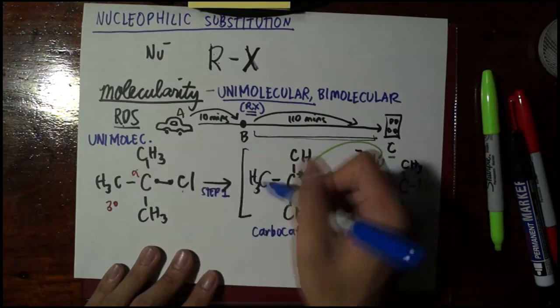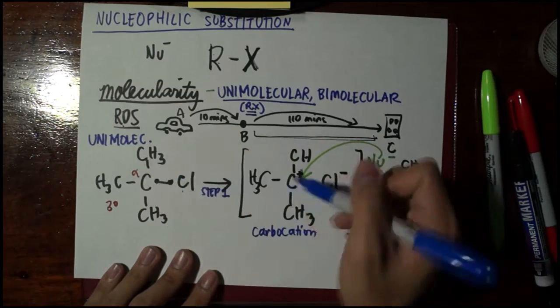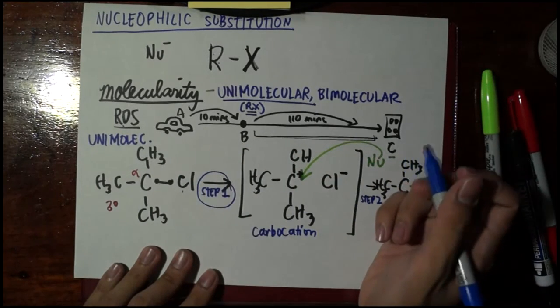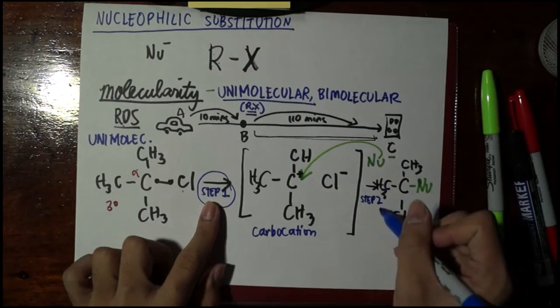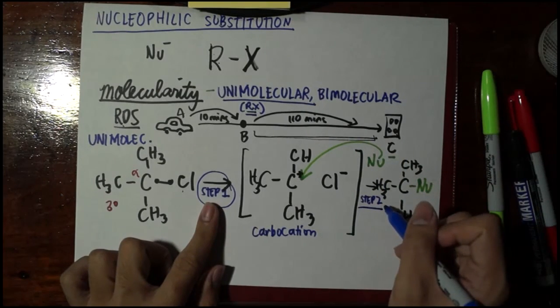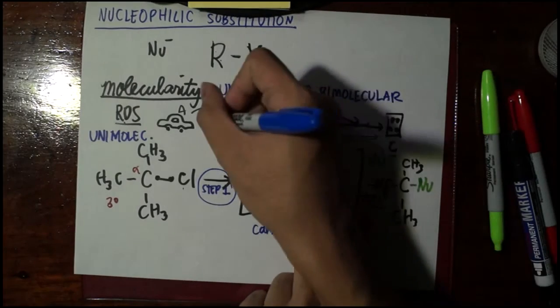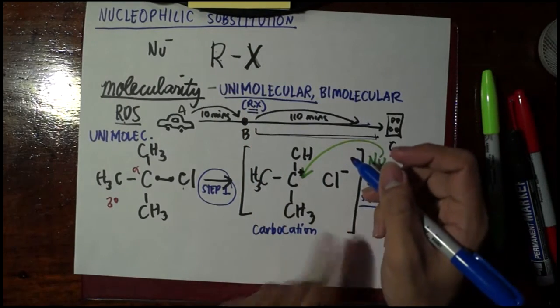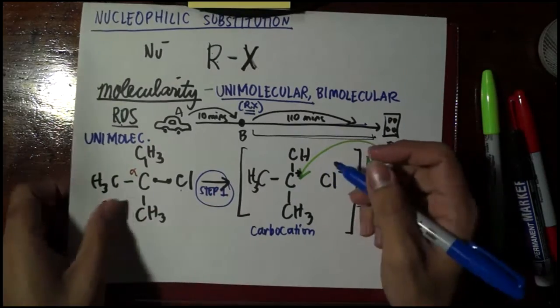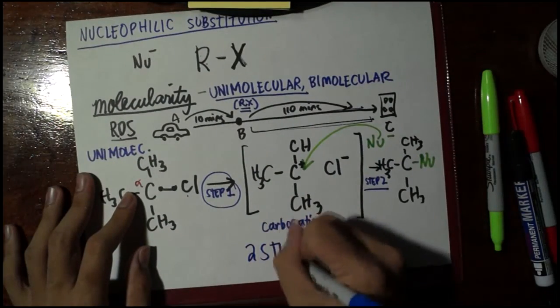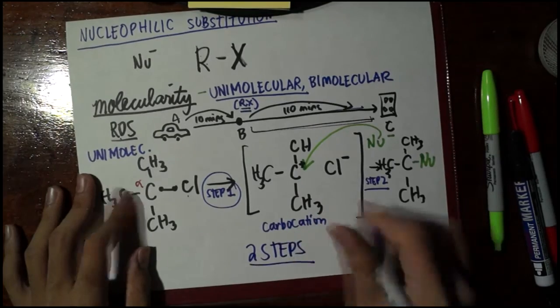So meaning this step wherein Rx participates by itself only is the longer one, or the step which takes more time than this. Meaning this is just a fast step. It's as if step 1 is this travel, and step 2 is just this one. So the rate determining step goes first in unimolecular. And we see that we have 2 steps in the unimolecular reaction.